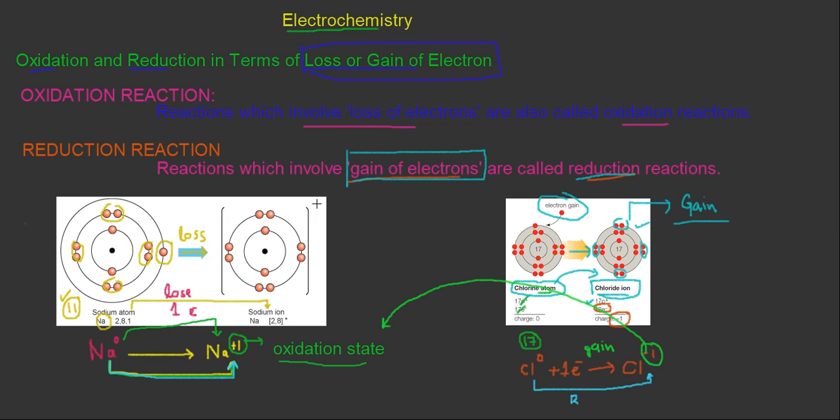So whenever the oxidation state is lowered, it would be reduction. And once the oxidation state is increased, as you can see in the case of sodium, which is converted from 0 to positive 1, this is oxidation. But in the case of chlorine, it is being converted from 0 to minus 1. So this is known as reduction.